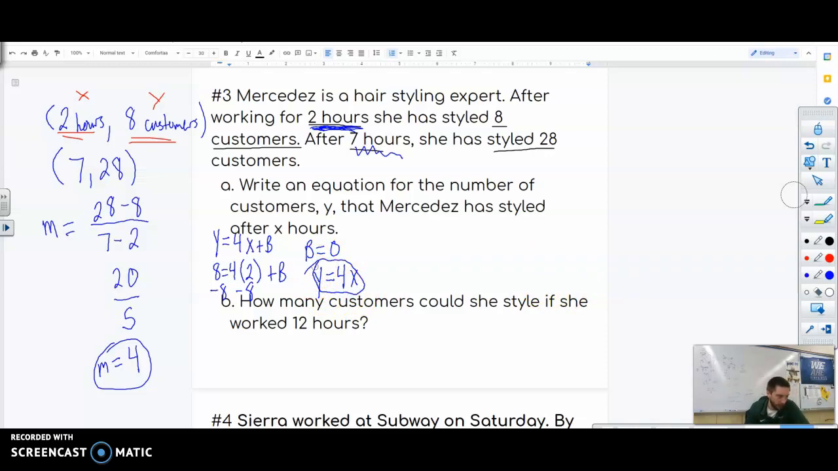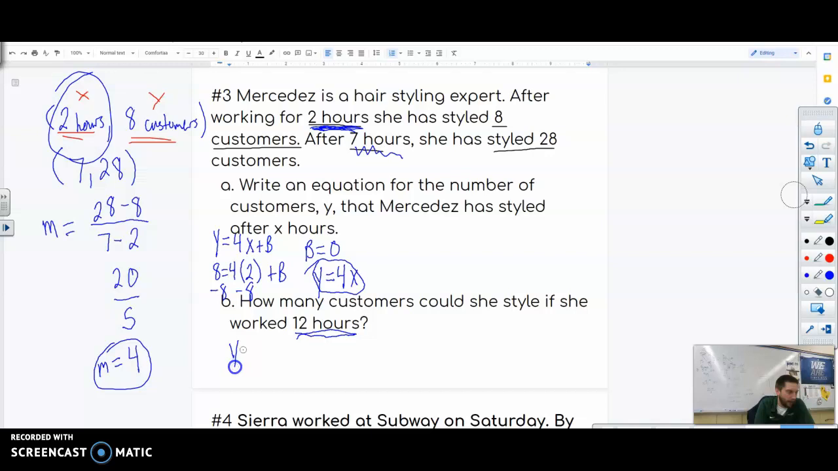All right, so now question B, how many customers could she style if she worked for 12 hours? Okay, so now I need to figure this out. I know I'm going to plug 12 in for something, but what? Well, it says 12 hours. So which of these variables represents hours, Y or X? Usually the independent variable is time, and X is my independent variable. And up here, you guys see we wrote 2 hours was X. So I'm going to plug in 12 for the X value.